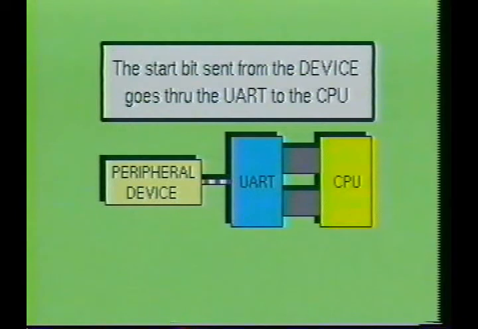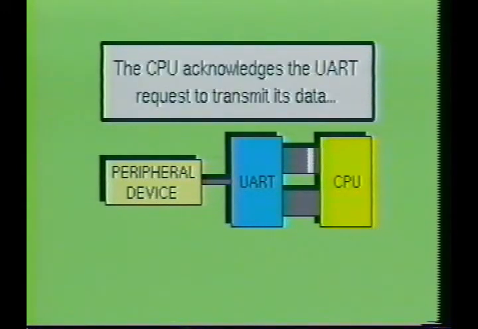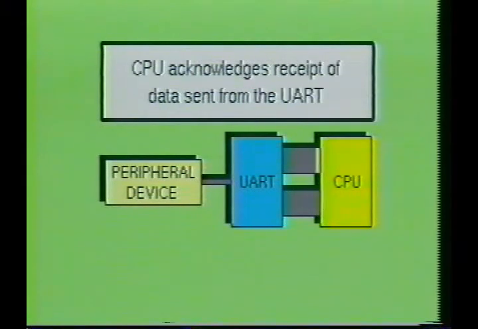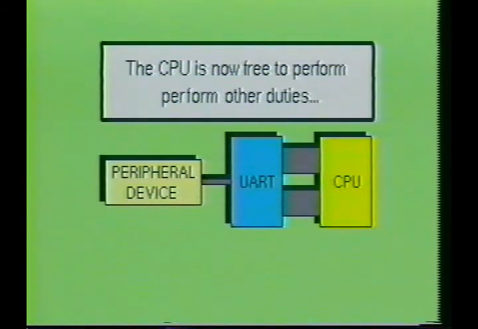Once the start bit swings low, the UART alerts the processor that the peripheral device has data to transfer. The processor then acknowledges the signal from the UART and allows the data to be transferred from the UART IC to the CPU. After the stop bits have been received, the processor continues with other operations.